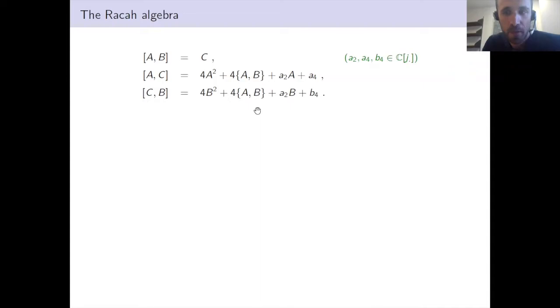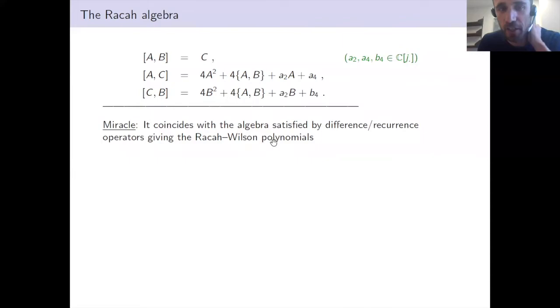And let me mention this little miracle appearing here. The way I present it, this algebra is the algebra coming from the diagonal centralizer of SU2. Actually, it has appeared in a completely different context. It appears in the context of orthogonal polynomials. It is, in fact, the algebra satisfied by the difference operator and the recurrence operator, completely characterizing the so-called Racah or Racah-Wilson polynomials. So this is a very good sign. This is extremely important, in fact. This algebra must be interesting because it appears already in two different areas.